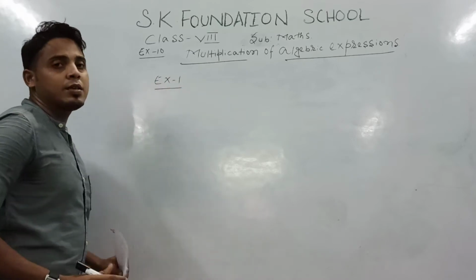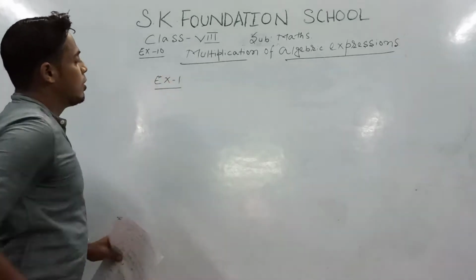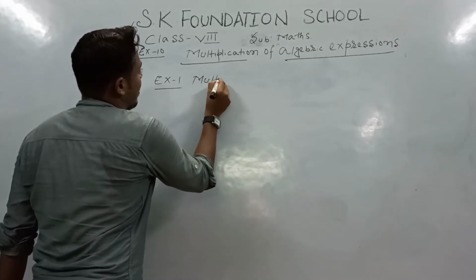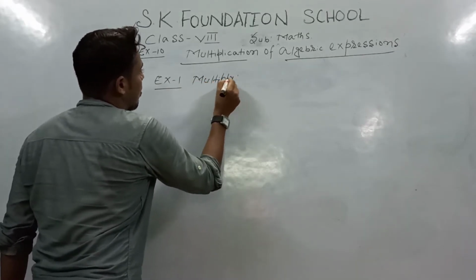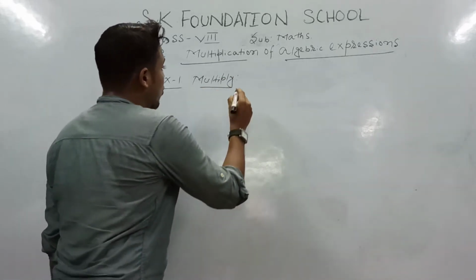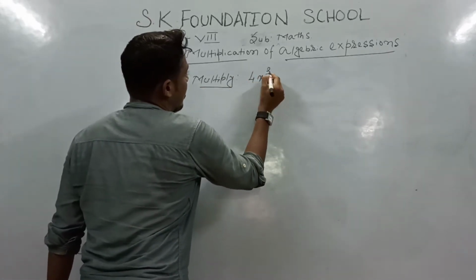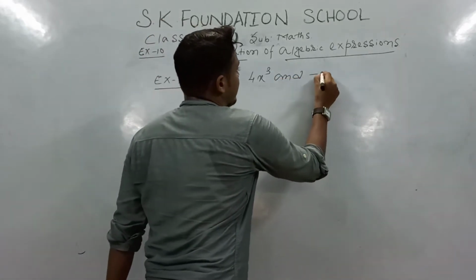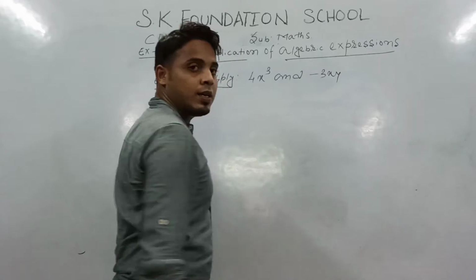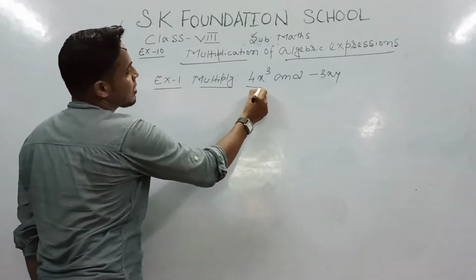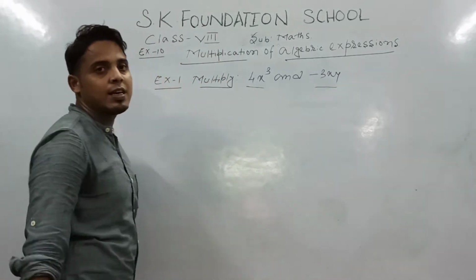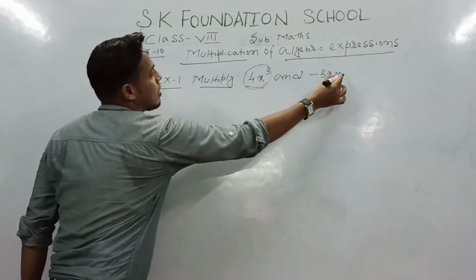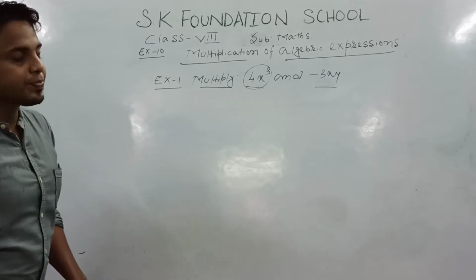Come to example number 1. So the question is: multiply 4x cube and minus 3xy. Okay? So here the first term is 4x cube and the second term is minus 3xy. Here we are going to multiply this 4x cube with minus 3xy.